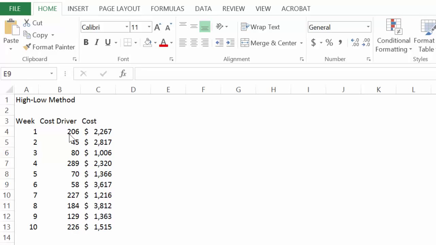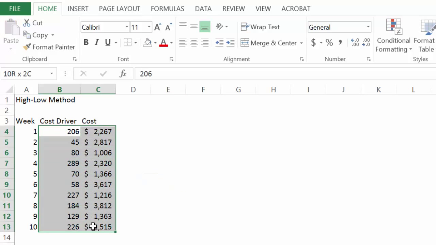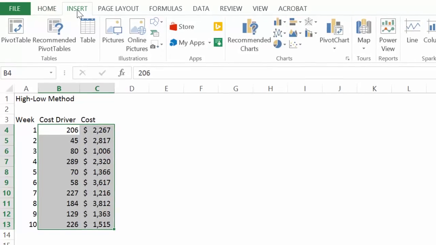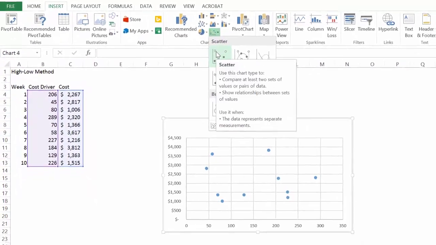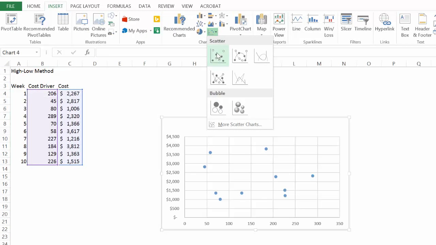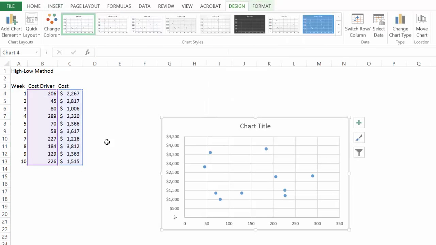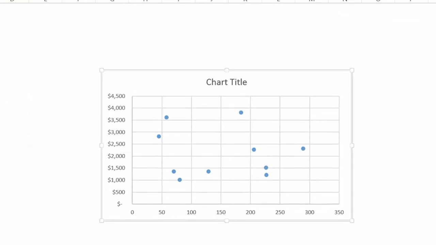And what we're going to do is come over here. We want to select the data, including all the cost drivers and all the costs. Don't include the observation numbers, just the cost drivers and the costs, and don't include the titles either. Come up here to your insert and chart and choose the scatter. See, this is the scatter plot. Just choose the first scatter plot. And now we can look at this chart.